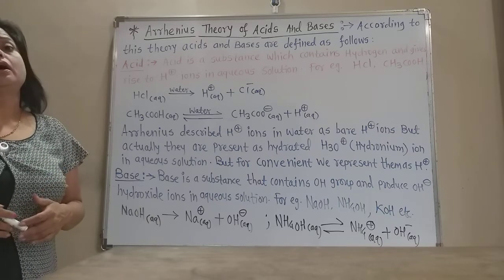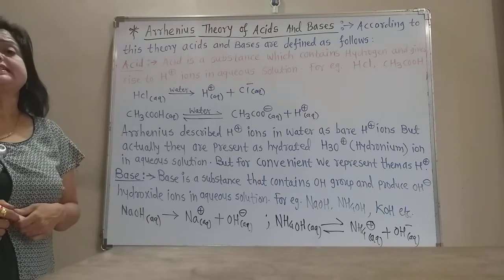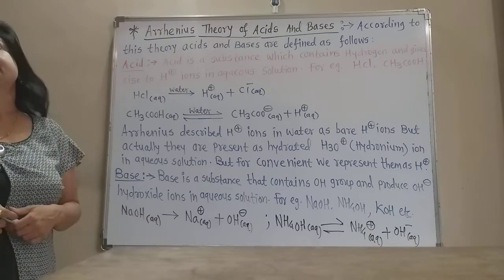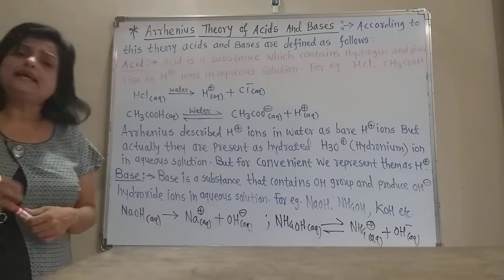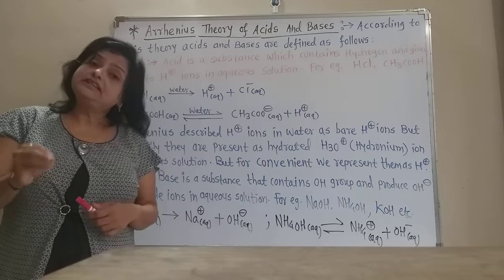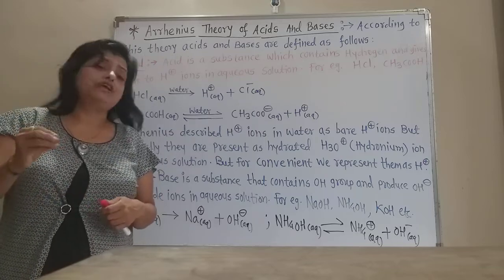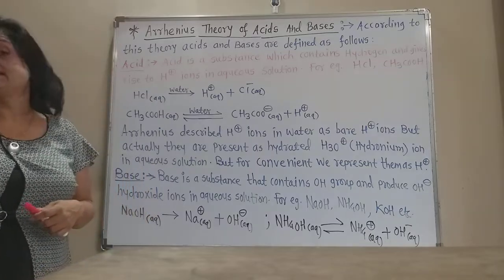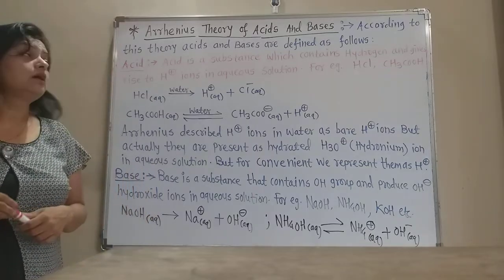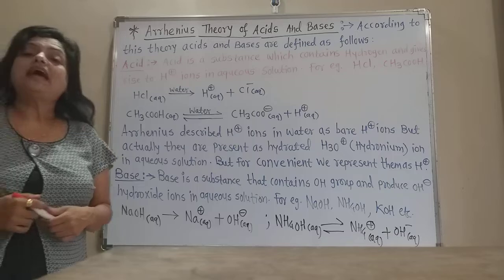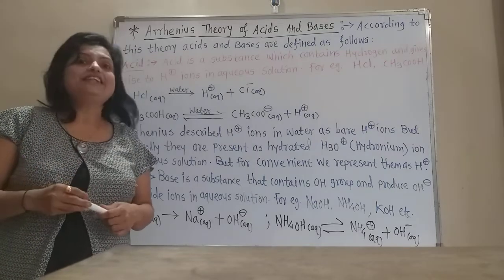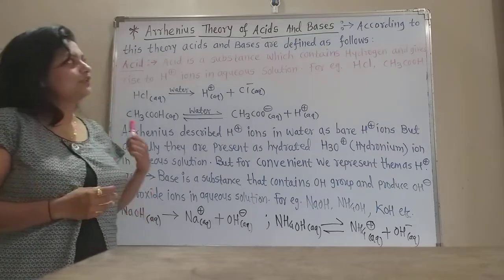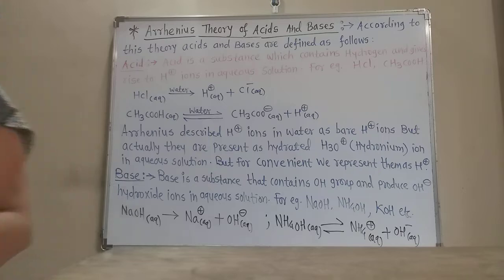But if there is no aqueous solution, then hydrochloric acid would not be an acid, but still, in the gaseous state or the vapor state, though there is no water, hydrochloric acid is an acid. Such limitations will be there in this Arrhenius theory. And let us learn the next theory, that is the Bronsted and Lowry theory about acids and bases.